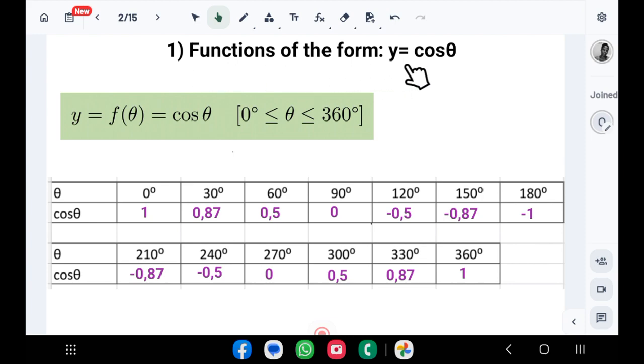Let's look at the functions of the form y equals cos theta, which is the most basic standard. It's not shifted in any way, shape, or form. It's not squashed. It's not blown up. Nothing has been done here. This is the most basic you'll ever get.